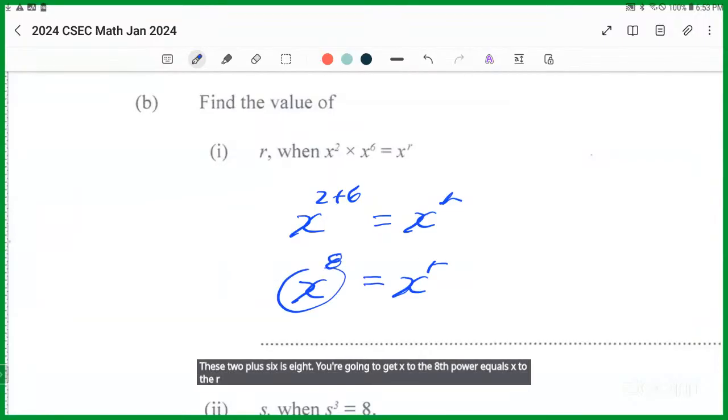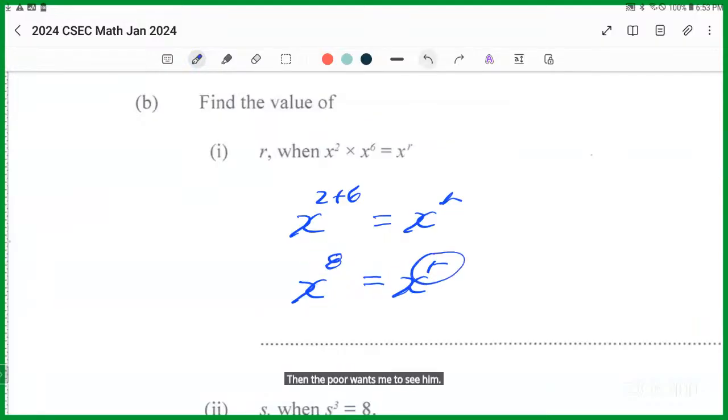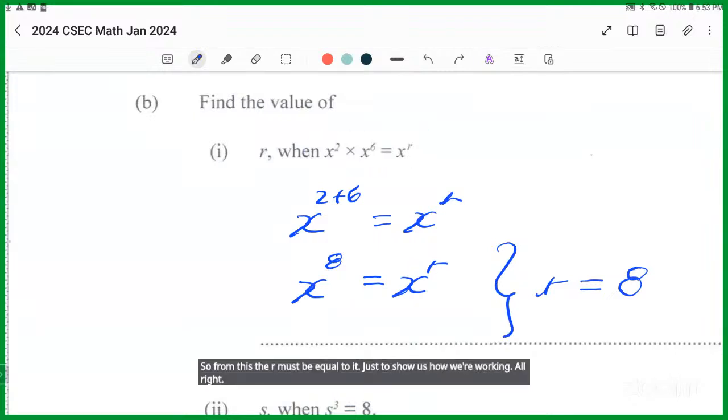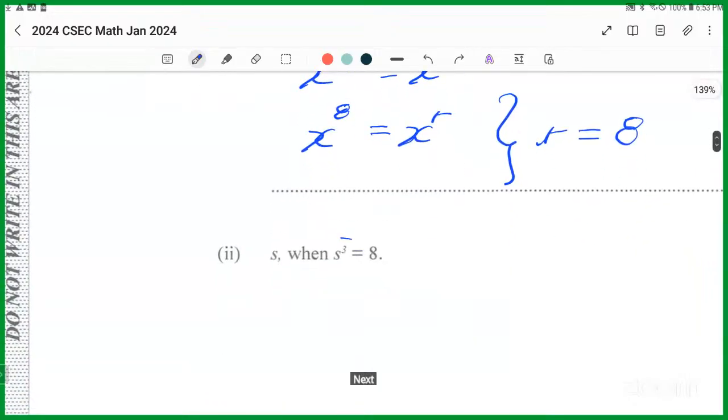Since the base is the same, the power must be the same. So r must equal 8. Just to show some work on it, I could have seen it from right here that r is equal to 8. Next one. s cubed is equal to 8, and you're trying to find s.